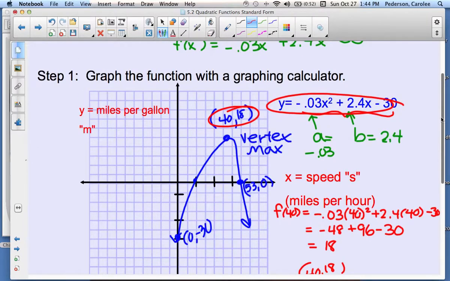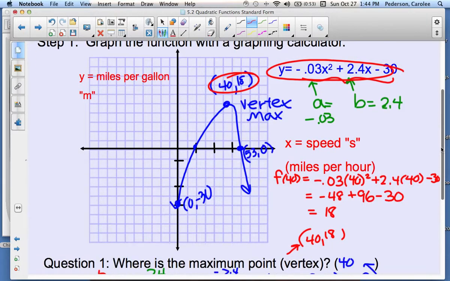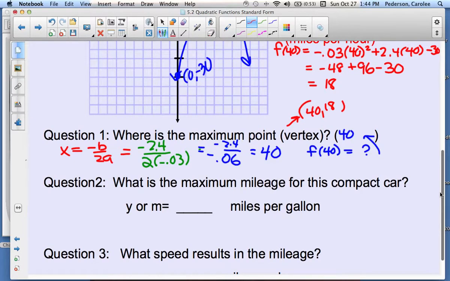Go up to our graph. With our graphing calculator, we traced that we thought that vertex y value maximum was at 18. So now our vertex is 40, 18. What does this mean for our word problem? What is the maximum mileage for this compact car? That's going to be your y value, or your m. So what is our y value for our vertex? 18. So our maximum mileage for this compact car is 18.